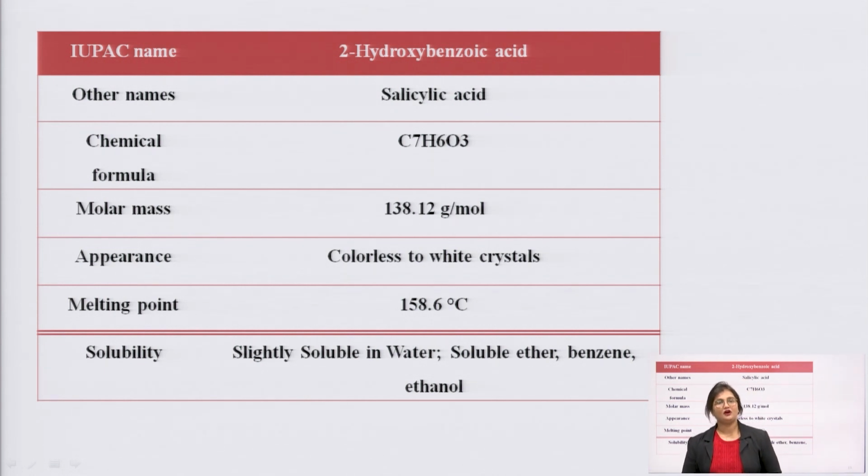It has a chemical formula of C7H6O3, a molar mass of 138.12 gram per mole. They are colorless to white crystalline solids. It has a melting point of 158.6 degrees Celsius. When talking about their solubility, salicylic acid is slightly soluble in water. They are soluble in ether, benzene and ethanol.